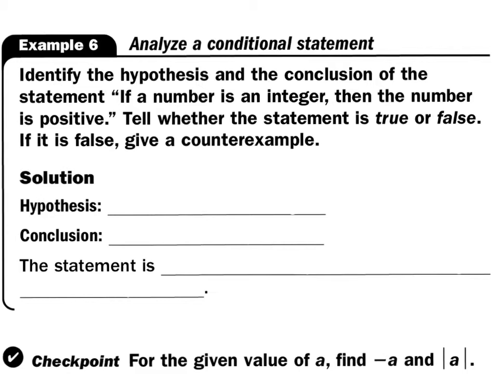And in example 6, we're going to analyze a conditional statement. We're going to identify the hypothesis and conclusion of the statement that's given. The hypothesis always comes after the if: a number is an integer. So the hypothesis is a number is an integer. The conclusion is the then: then the number is positive.